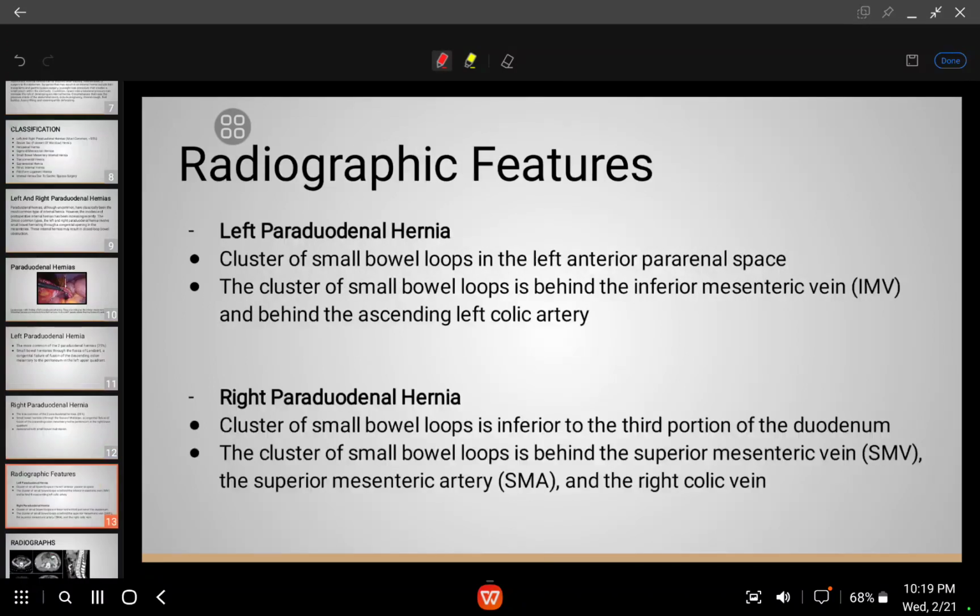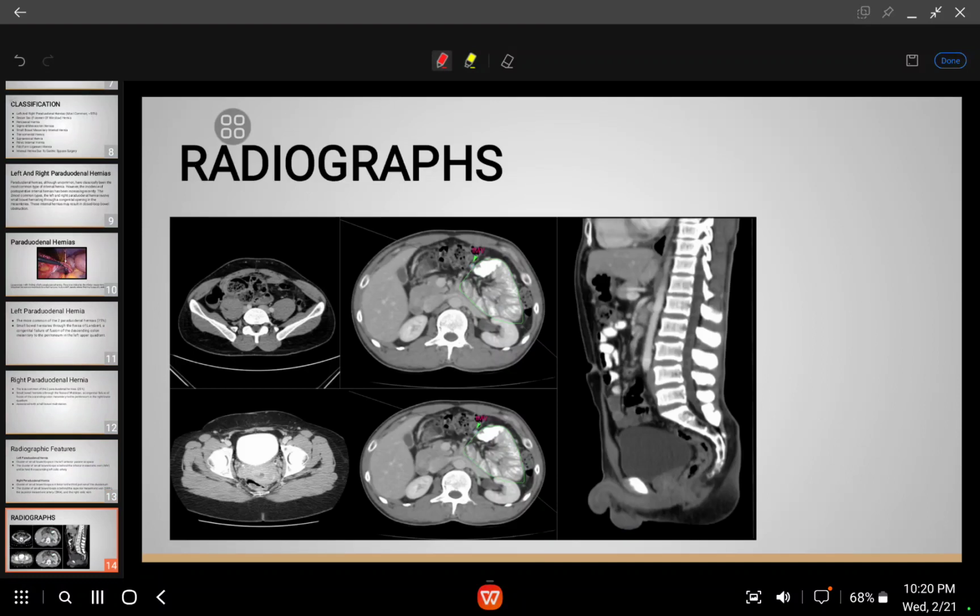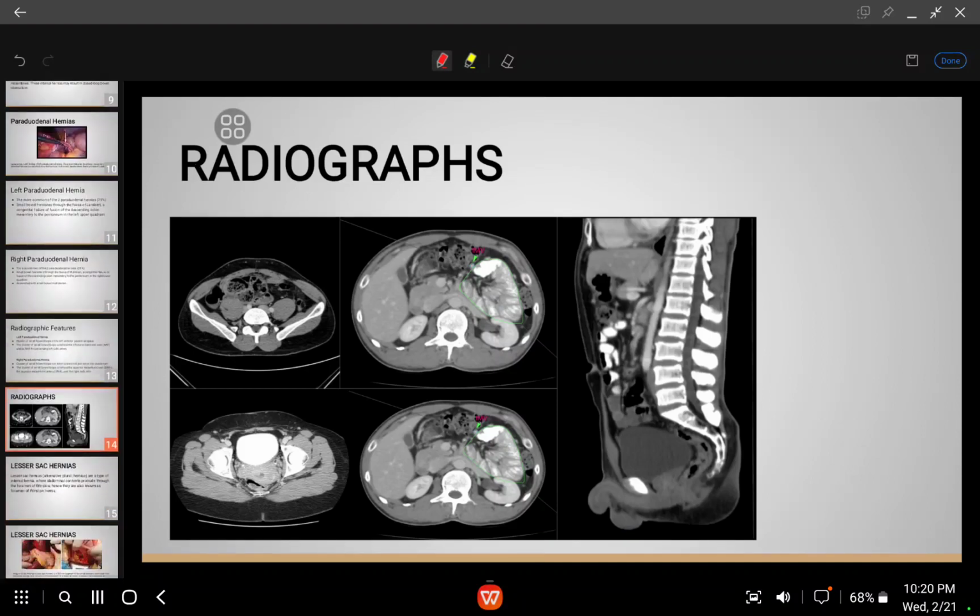In the left paraduodenal hernia, a cluster of small bowel loops is in the left inferior pararenal space, behind the inferior mesenteric vein and behind the ascending left colic artery. But in the right paraduodenal hernia, a cluster of small bowel loops is inferior to the third portion of the duodenum, behind the superior mesenteric vein, the superior mesenteric artery and the right colic vein. So here are the radiographic features.